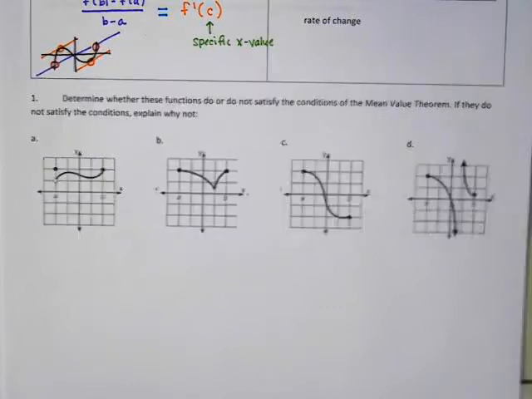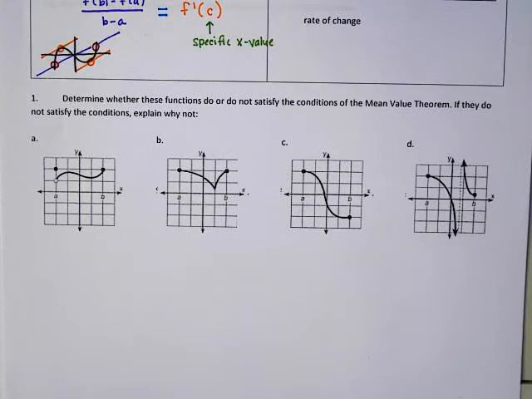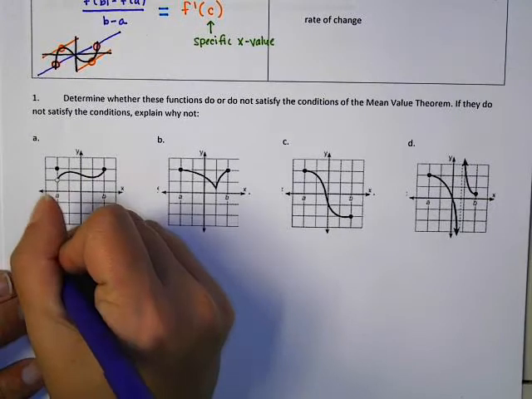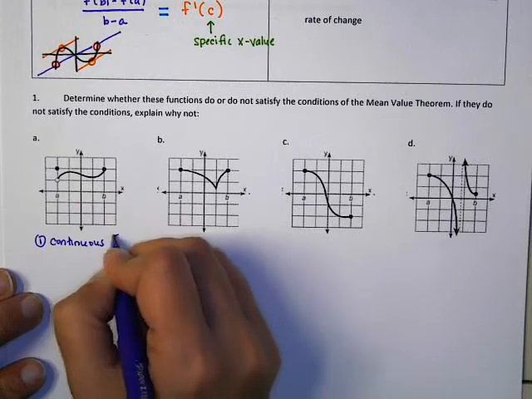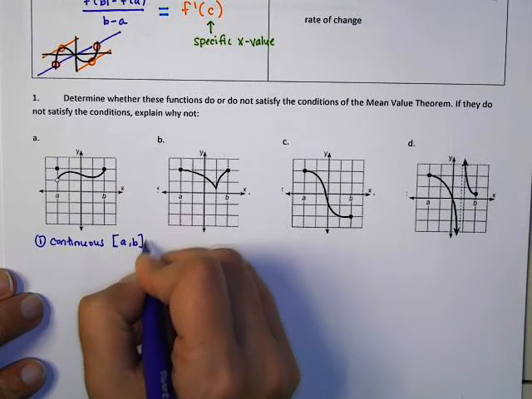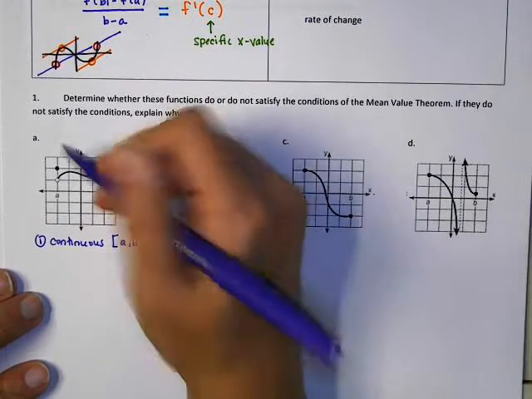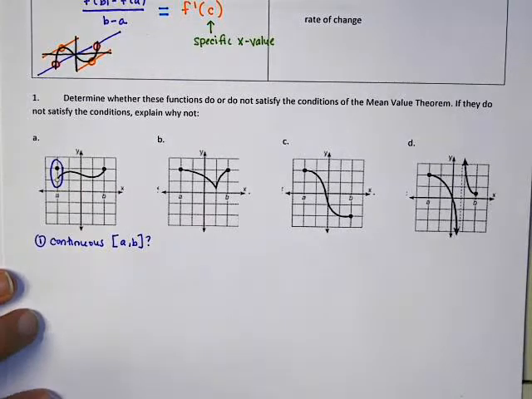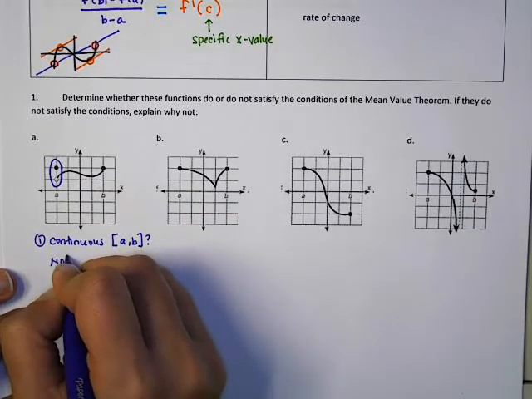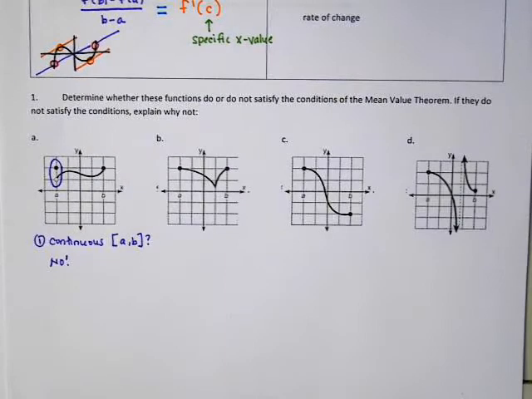The first question asks us to determine whether these functions do or do not satisfy the conditions of the mean value theorem. If they do not, we need to explain why not. So the first thing we need to do is check to see if we are continuous on the closed interval. In this case, since this first point right here is not connected, we are not continuous on the closed interval. So the answer would be that no, we're not continuous on that closed interval. We don't even have to think about whether we're differentiable or not because we didn't pass the first test of being continuous.